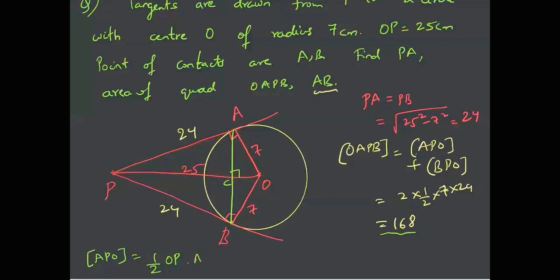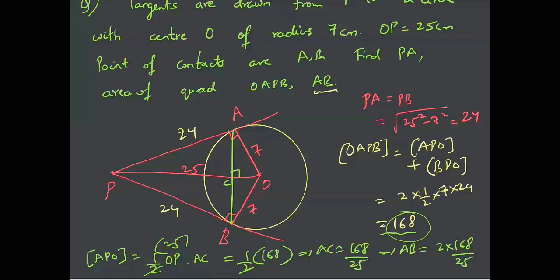So half OP into AC, which is equal to half of 168, right? Because these two triangles are congruent. So then I can just cancel this, and OP is 25. So I'll get AC is 168 over 25. So that implies AB is nothing but 2 into 168 by 25. Fine. So because the shorter diagonal is bisected by the longer diagonal, so AC is equal to CB. So AB is nothing but twice of AC. Okay. So it is twice of 168 by 25. So this will be the value of AB.